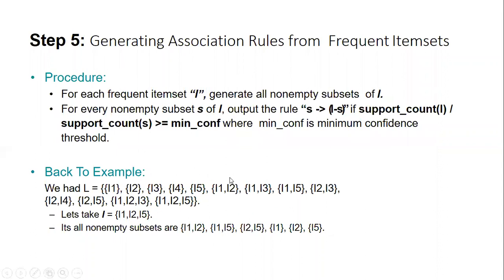Okay, L1, L2, L3. So to find the rules, we'll take first the 3 item set, the latest frequent item set, I1, I2, I5. So what are the subsets of this? I1, I2; I1, I5; I2, I5; and I1, I2, I5.